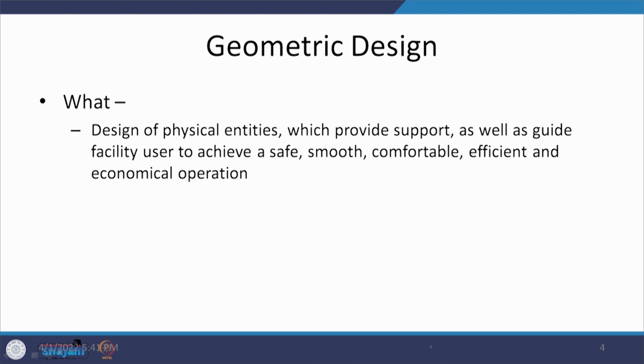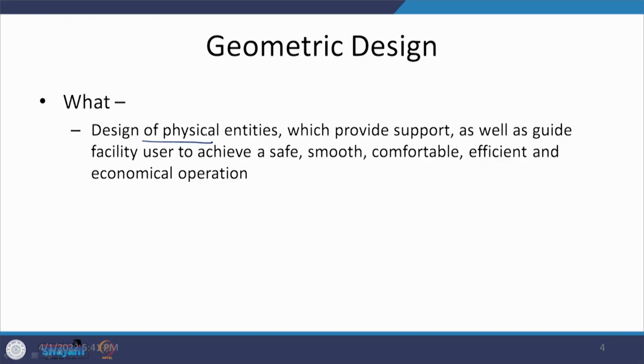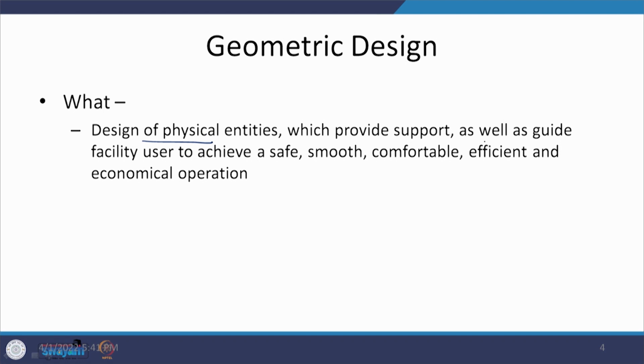Now, the very first thing is, what is geometric design? When we talk about geometric design, as I said, there are a lot of physical features which are going to be provided on top of the carriageway. So, all designs related to those physical features is what we are going to talk about here, and these physical features should be designed in such a manner that they guide the road user, the person who is using that particular facility, in a proper manner.